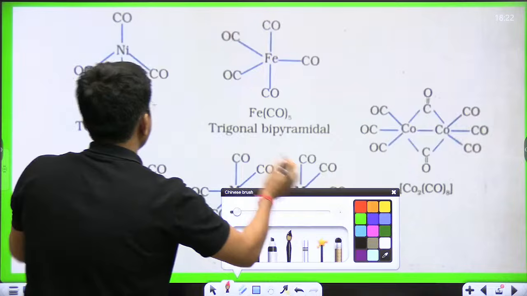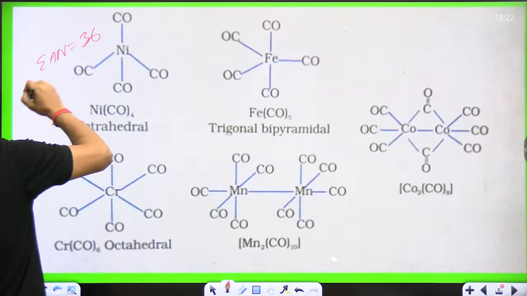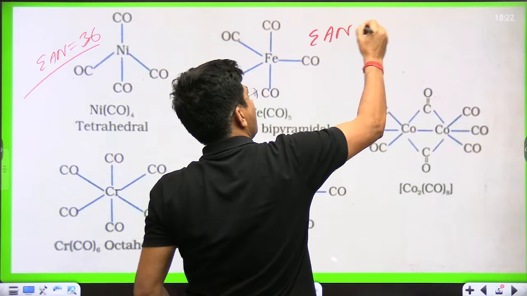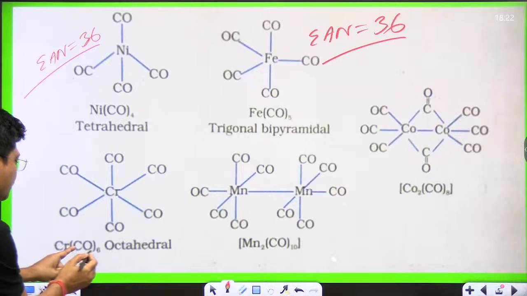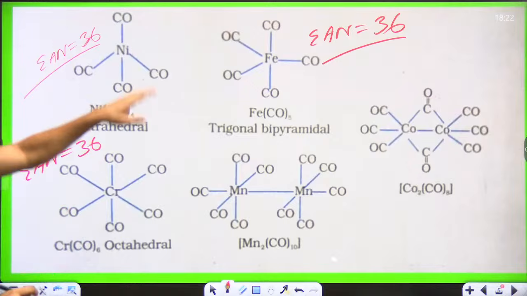It will come out to be how much? 36. Now its effective atomic number is coming out to be 36. Am I right, kids? Now chromium Cr(CO)6, its effective atomic number is coming out to be 36. All three are stable. Everyone, till now are you able to understand?